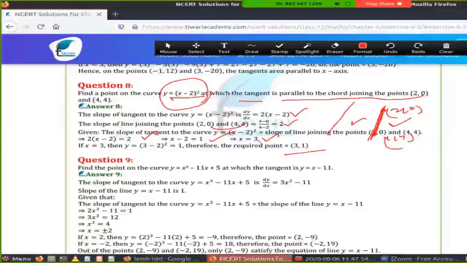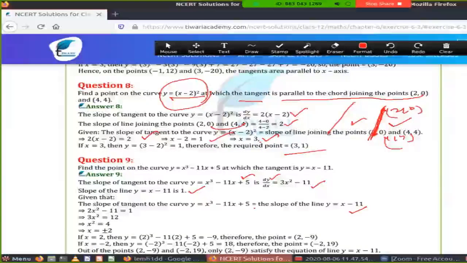Question number 9. Find the point on the curve at which the tangent is y equal to x minus 11. It means the curve equation is given and the equation of the tangent is also given to you. Here the slope you can calculate by getting the derivative, 3x squared minus 11. The slope of the line y equal to x minus 11 is 1. The slope of the tangent to the curve x cubed minus 11x plus 5 is equal to the slope of the line y equal to x minus 11.